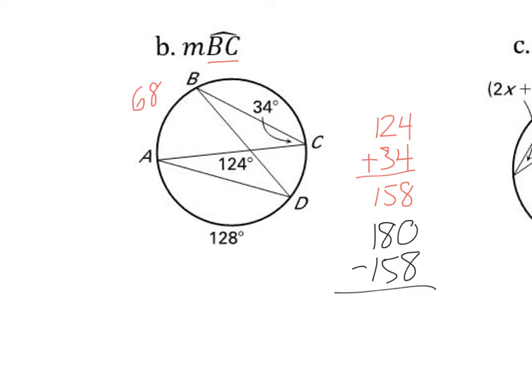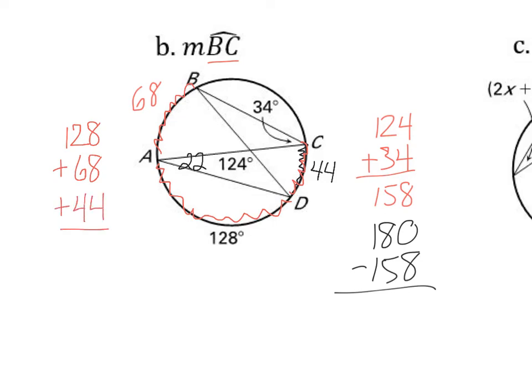So what I wanted was the 22 right here. It opens up to this arc from the inscribed angle, so I know this is going to be 44. So at this point, I have arc BA, 68, I have arc AD, 128, and I have arc CD, 44. So what I'm going to do is add up all those pieces that I do have. 128, 68, 44, which is going to give me 240 degrees total.